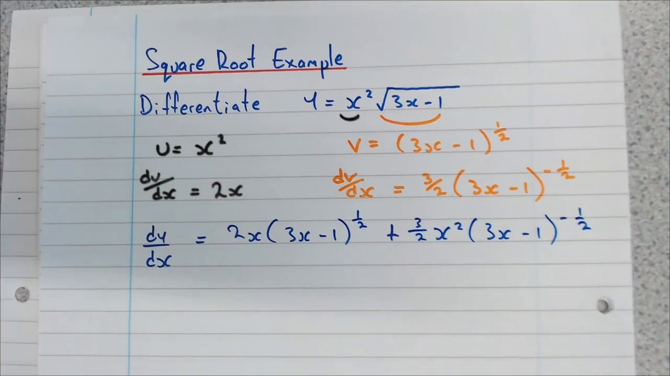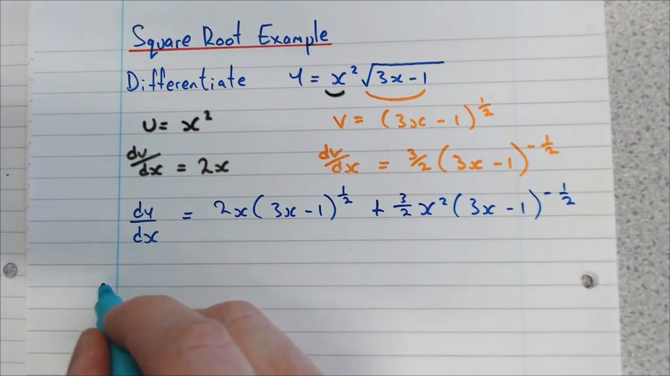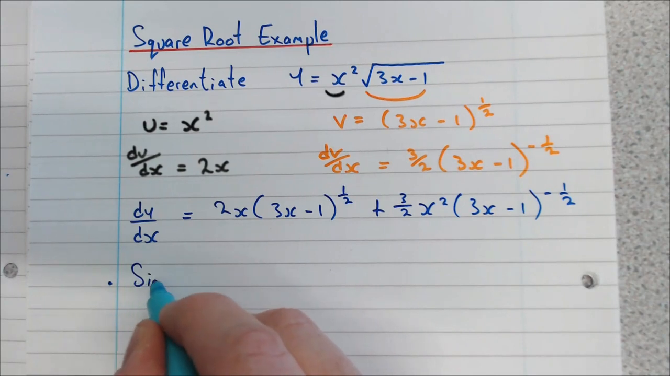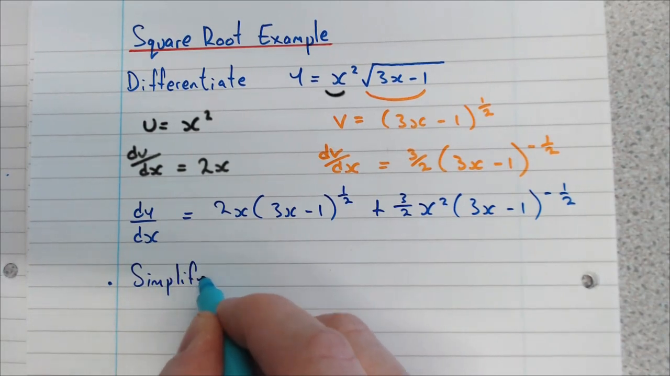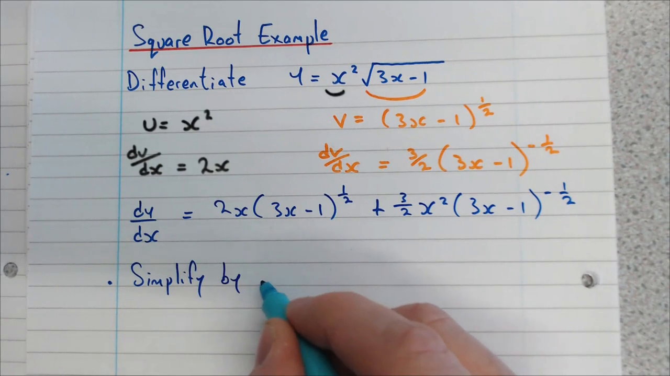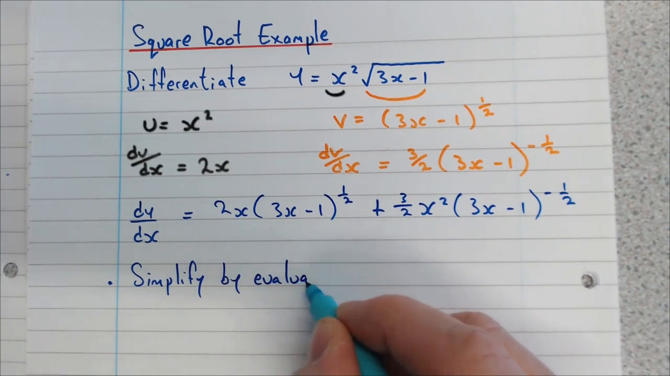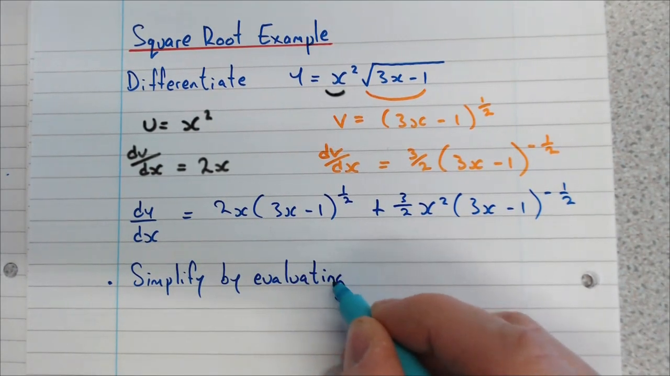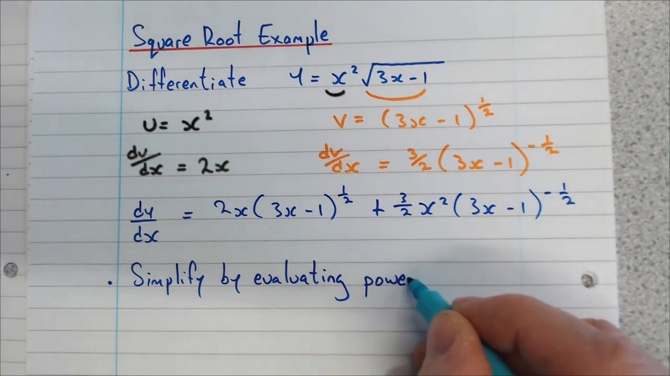If again your question says differentiate it, you're finished. If it says simplify further, then I would simplify it by evaluating each of the powers. What I mean by that is, what does a power of a half mean? And what does a power of minus a half mean? Simply write it in a different format.